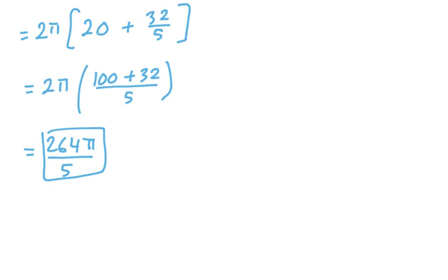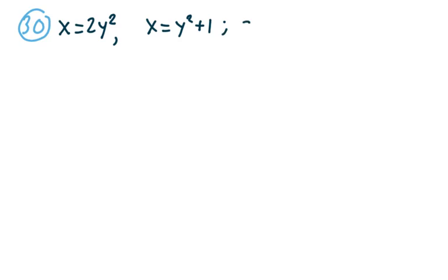Let's take a look at this one. Suppose I give you problem 30. We have x equals 2y squared, and then x equals y squared plus 1. And this is going to be about y equals negative 2. Notice how x is in terms of y. That's probably a pretty good indication we're going to integrate with respect to y.